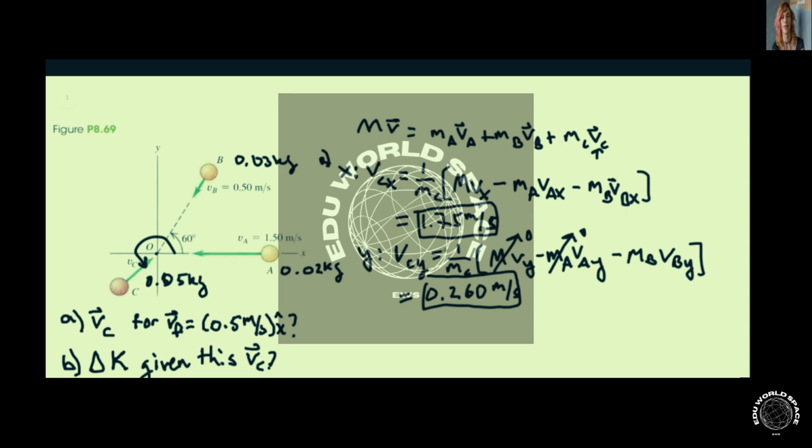So far, so good. So for the kinetic energy, we need to know the magnitude of this vector. And like with all vectors, its magnitude is the square root of the sum of the squares of its components. So this is 1.77 meters per second.